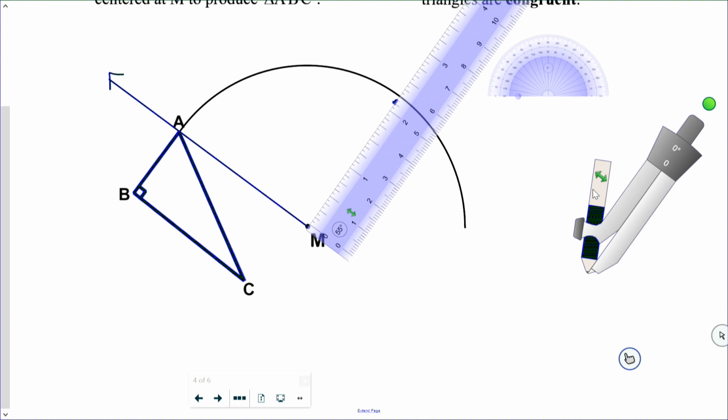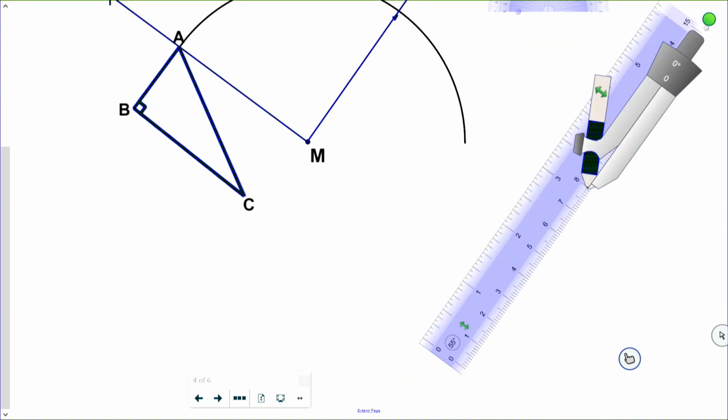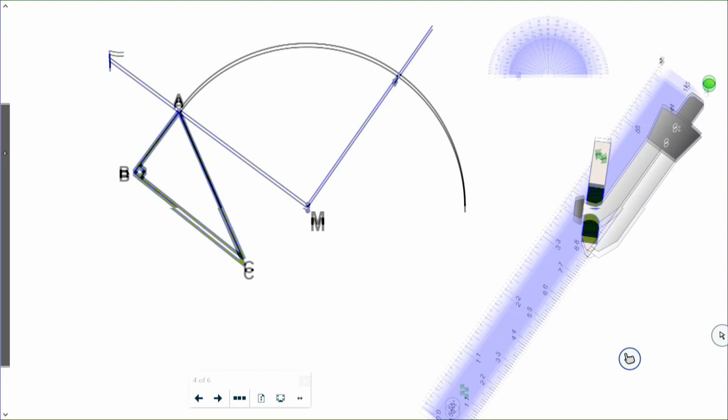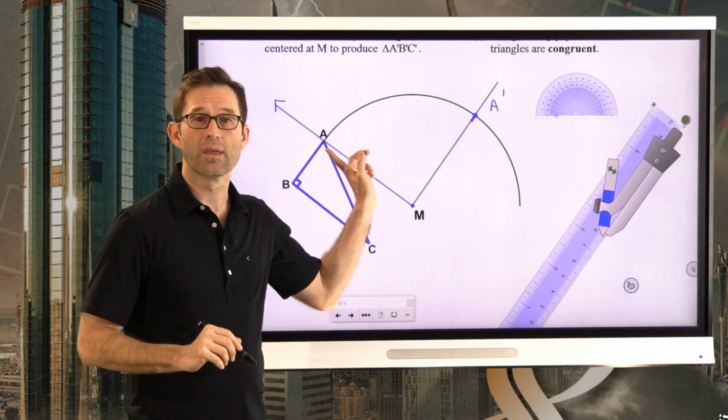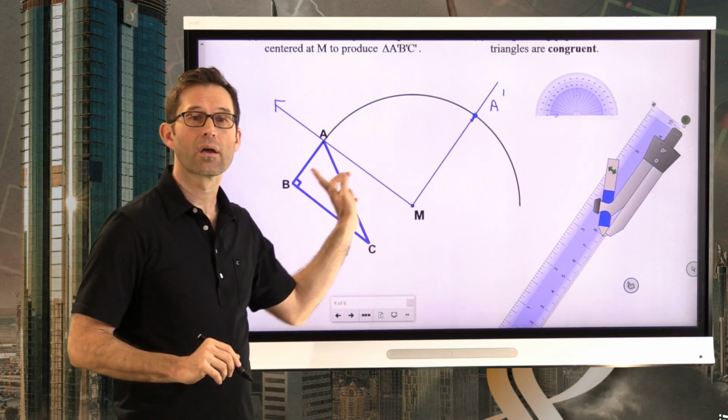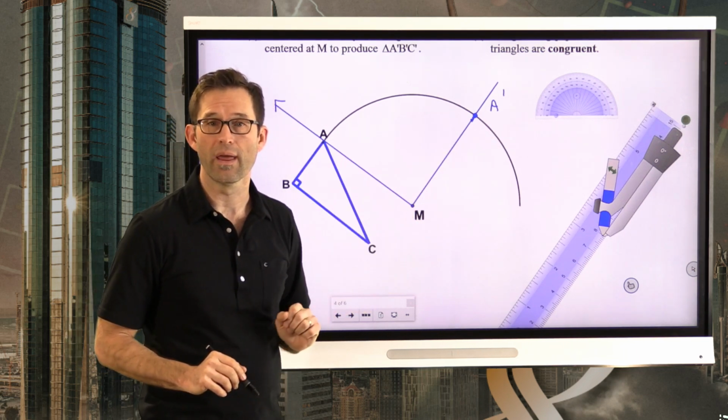And it should be right there. Whoops. Shift it a little bit. Right there should be A'. Okay, nice 90-degree rotation. And keep in mind, 90 degrees clockwise about point M.